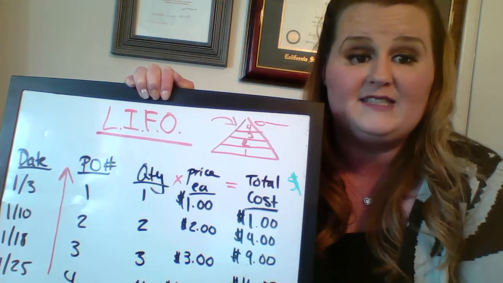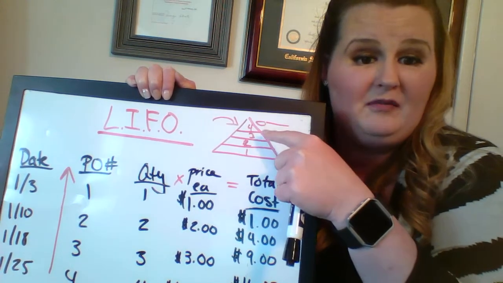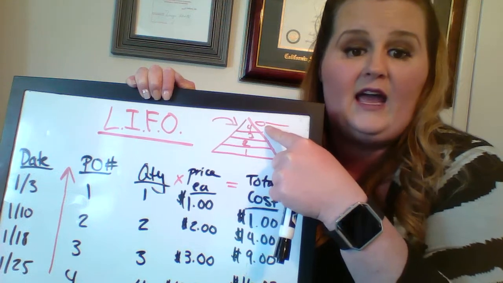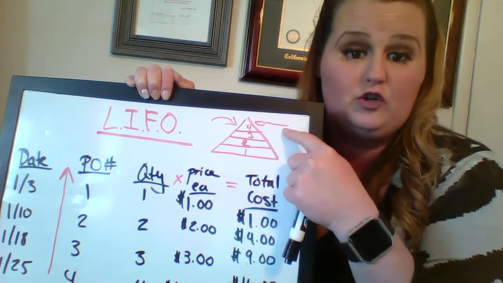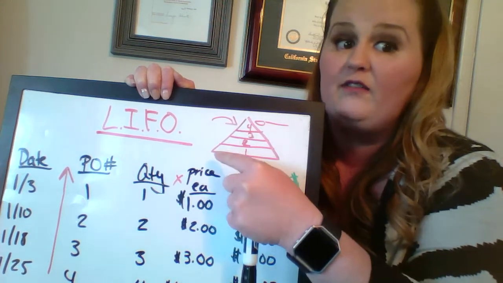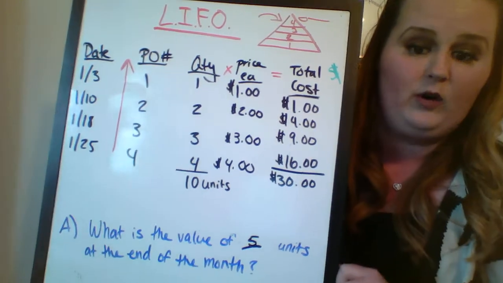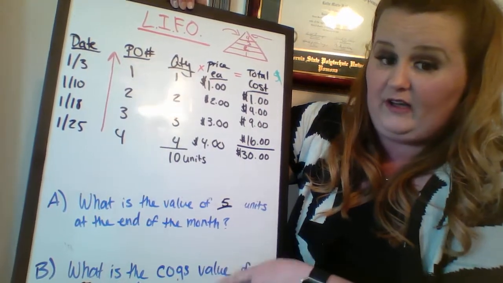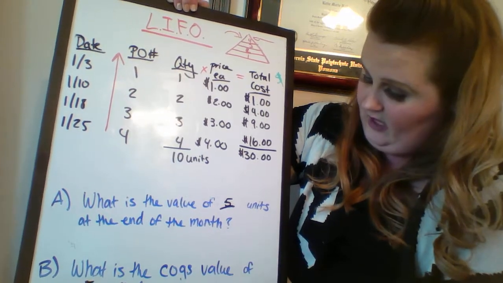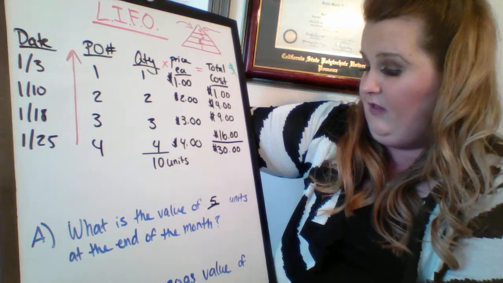But LIFO, because it's last in, first out, basically means that your last PO is probably going to be somewhere at the top. And for any bulk item, right, we're not supposed to use our hands, so we use a scooper. So the scooper will scoop right off the top into the bag. So if we were to look at LIFO specifically, the question is what is the value of 5 units at the end of the month, right?